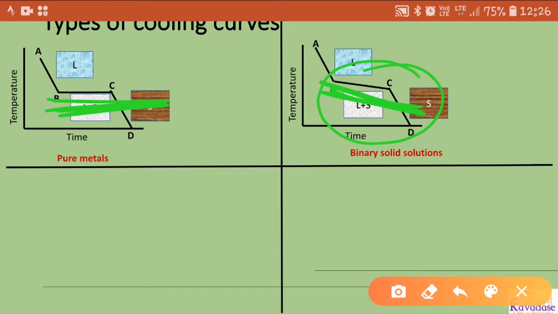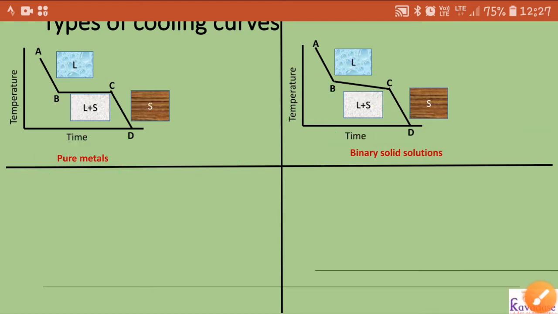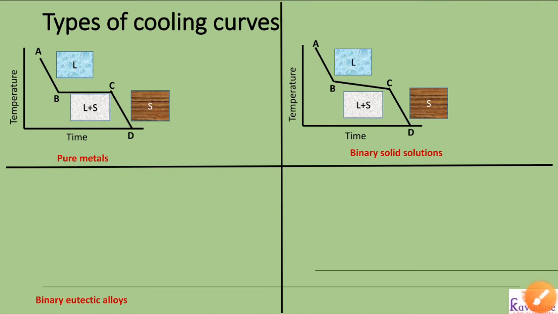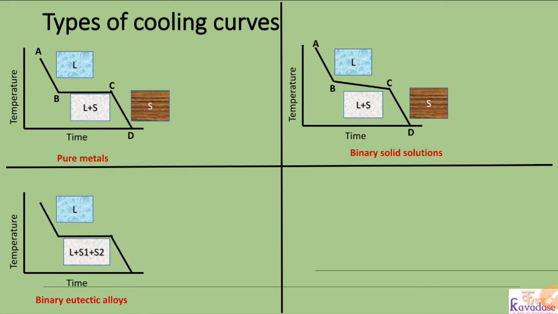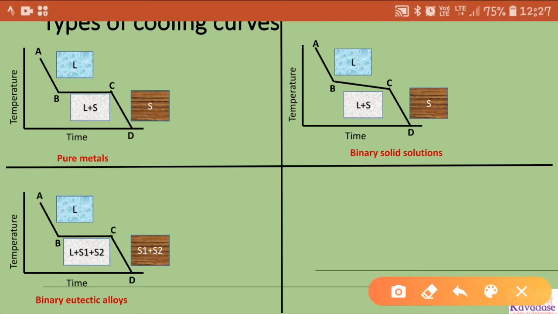Okay, so these are the two main types of cooling curve, first one for pure metal and second one for binary solid solution. Okay, then the next type is binary eutectic alloy. Binary means two, so here components are two. Okay, so it is also temperature versus time dependent diagram. So you can see here it is similar to the pure metal. You can see here it is the straight line from point B to C. The phase transformation taken place at constant temperature.